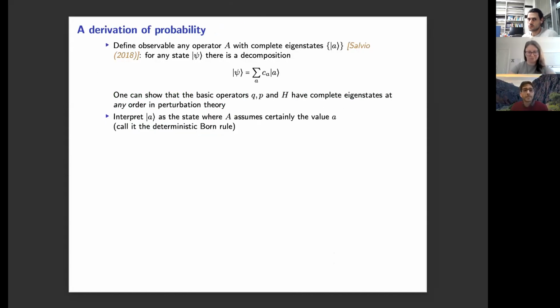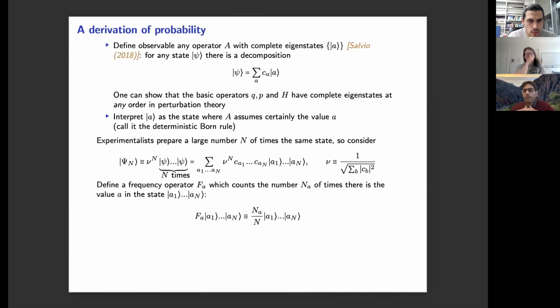So I have an approach for this. First, define an observable in a slightly different way than in normal quantum mechanics. The observable is an operator with a complete set of eigenstates. So for any state psi, I can consider this decomposition, for C_a some complex numbers. And it's important to notice that one can show that the basic operators, the field, the conjugate momenta, and the Hamiltonian have complete sets of eigenstates, so they can be observables with this definition. We interpret |a> as a state where the observable assumes certainly the value a.